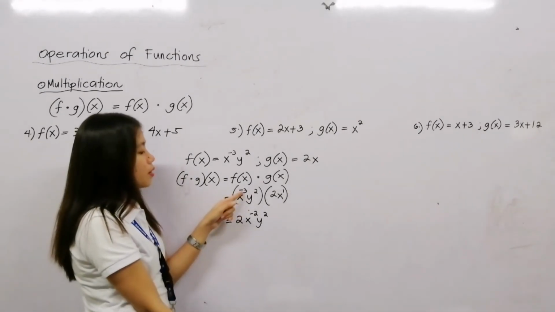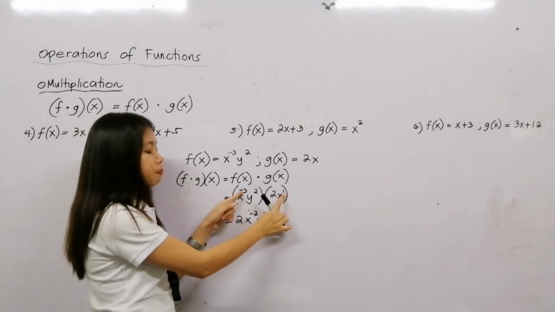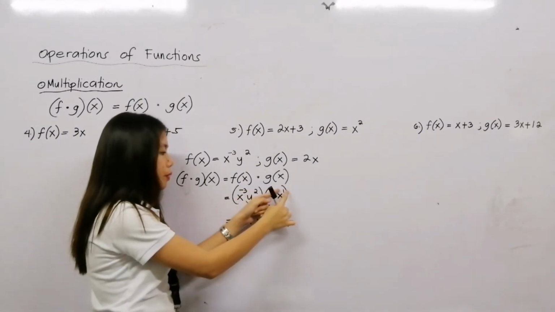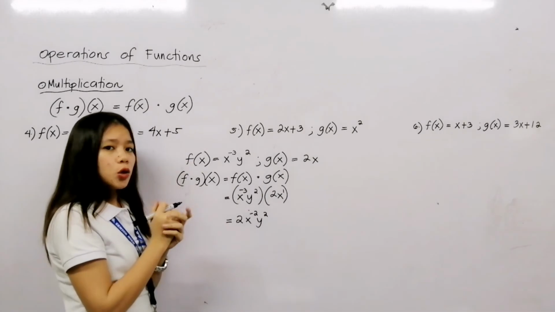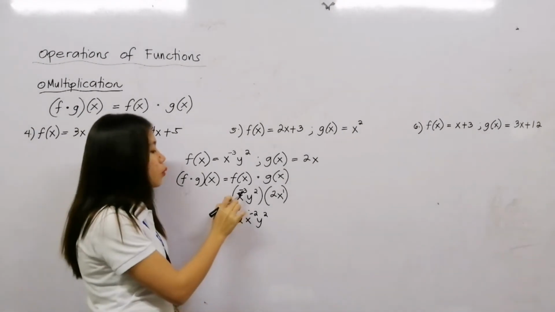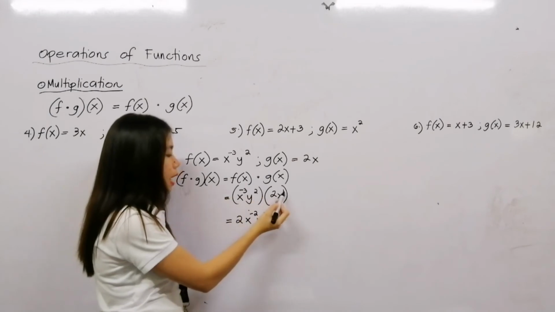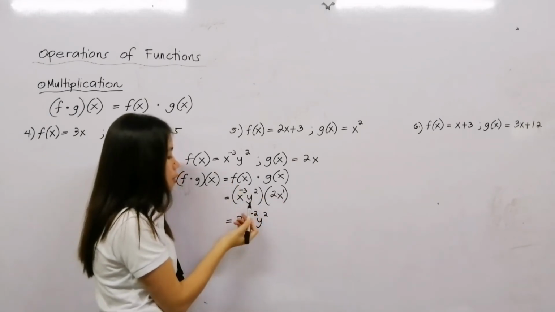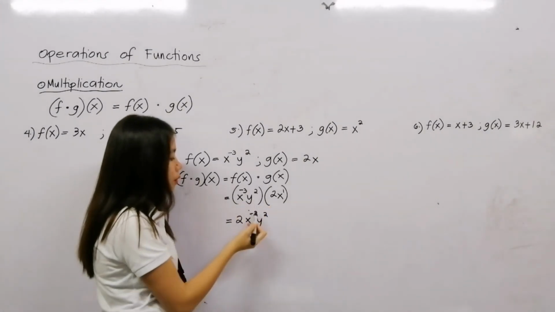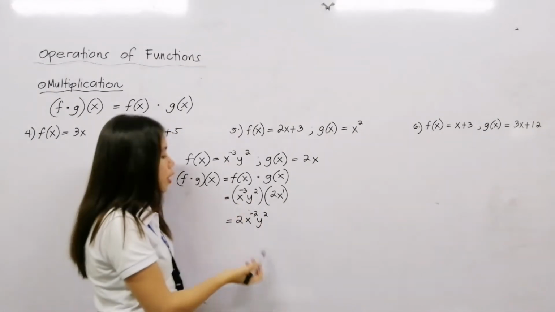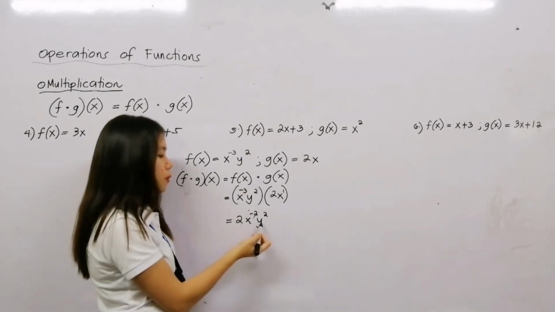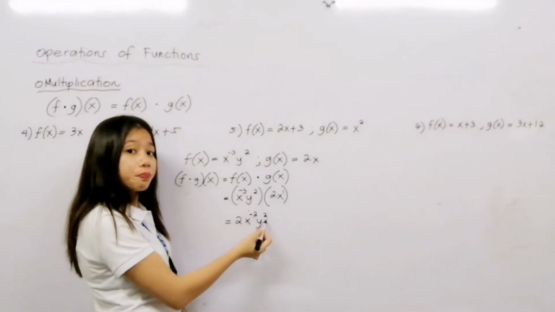Since magkaiba yung sign nila, we copy the variable. Magkaiba yung sign nila, diba? We're going to subtract the value. And we copy the sign of the higher value. Since between negative 3 and 1, ang mas malaki ito si 3, we copy negative and we subtract them. This would give us 2. Therefore, final answer here would be 2x raised to negative 2y squared.